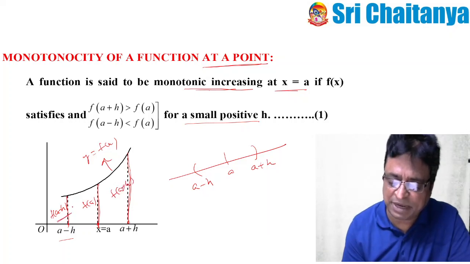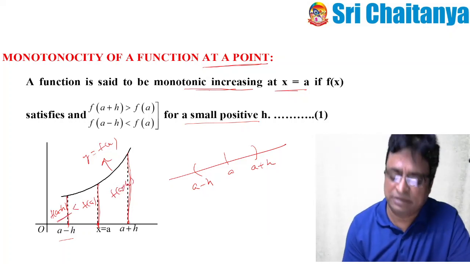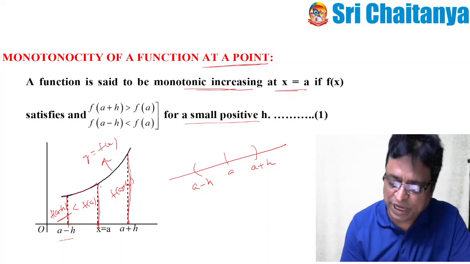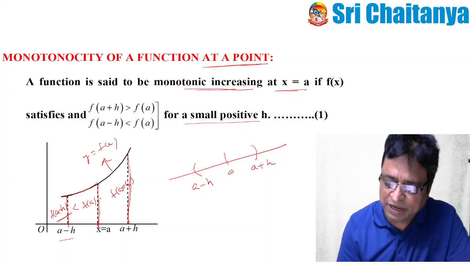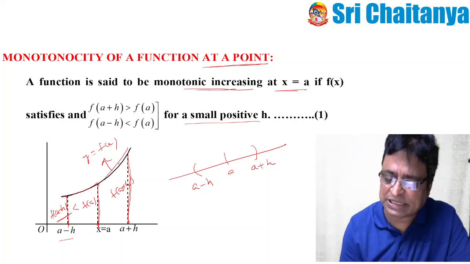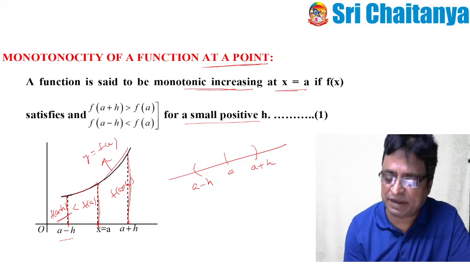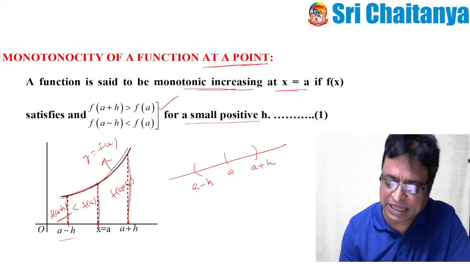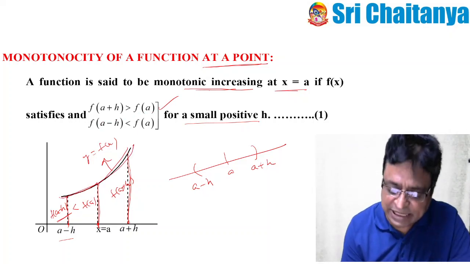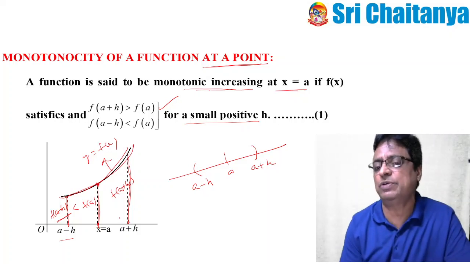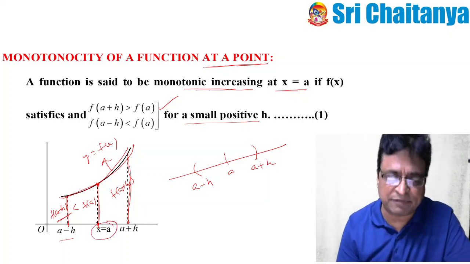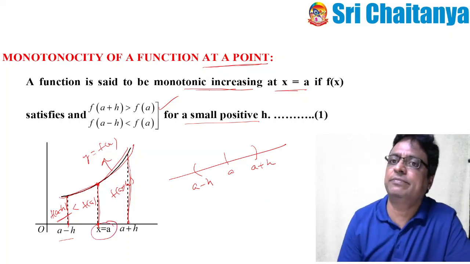Whenever f of a minus h is less than f of a, automatically the curve would be like this. And whenever f of a is less than f of a plus h, that means f of a plus h is greater than f of a, then the nature of the function is like this only. Then I can say that the function is monotonically increasing at this point x equal to a.